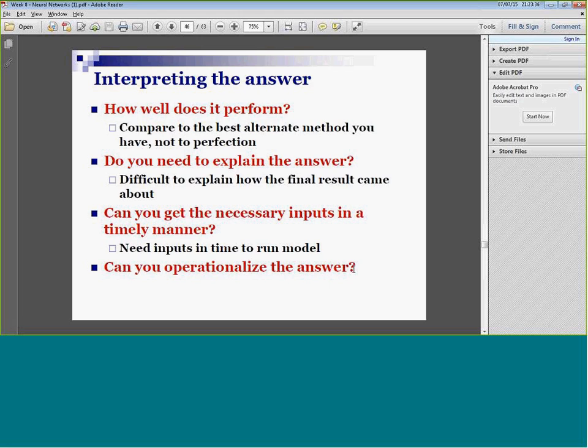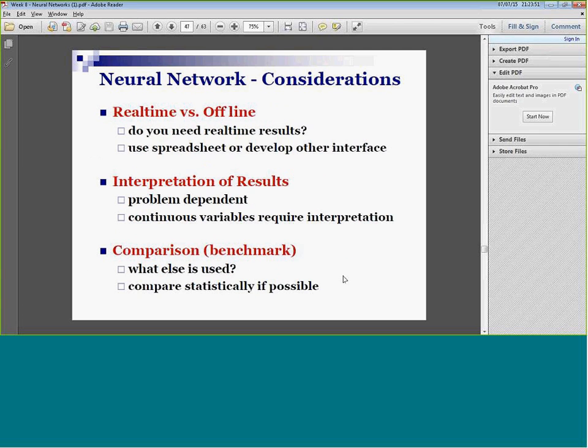In fact, you can get a patent on the final weights. If you have a neural network application that works, you can patent the final weights. So it takes a lot more work to operationalize the neural network answer, turn it into something usable. Some other considerations. Do you want to do it real time or offline? Offline is obviously easier. We are moving towards needing real-time results, such as, of course, credit card transactions have to be real time. You can't say, well, I'll call you tomorrow and let you know whether you can buy that hat.